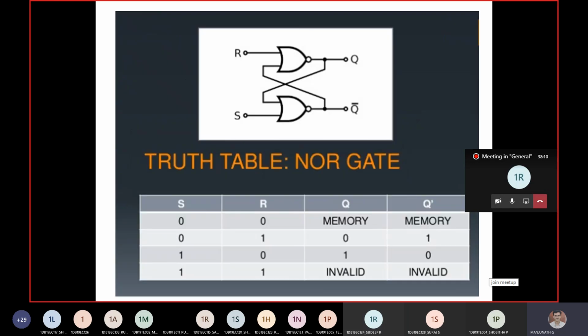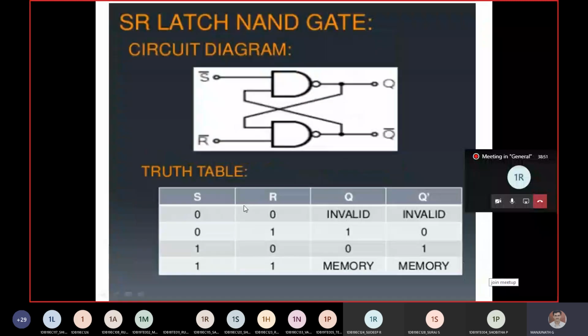Yeah. So this is how the truth table looks. See, they have shown both. This is for NAND and this is for your NOR logic. The truth table says if both inputs are 0, 0, then it will be in no change state. Means however it is, that will be as it is. That is the meaning of memory. You can look at the truth table here, right? If both inputs are 0, 0, you can see Q and Q bar are in memory. It means that it is retaining its position. There is no change.